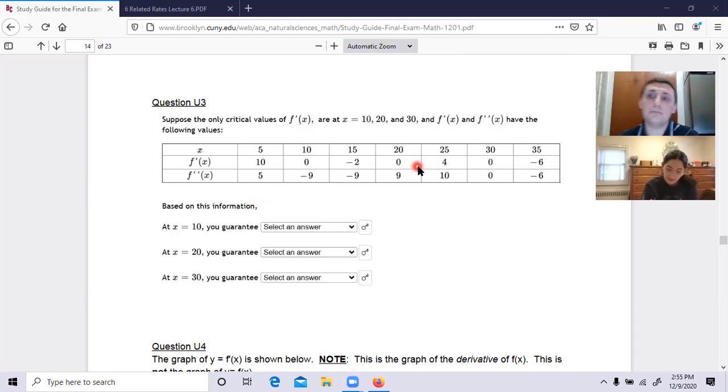And at x equals 30, the second derivative is 0. It means what? Well, I guess we have an inflection point, I presume, if they are continuous. Since it's 0, we're going to have to do the first derivative test. We can't tell, we do not know if we have a maximum or minimum at 30. We only know we have a critical point.